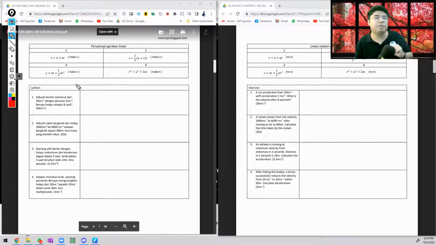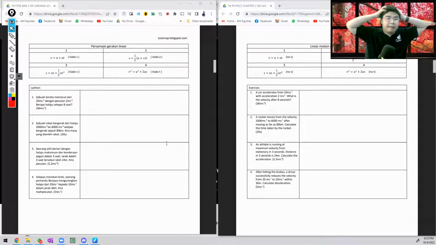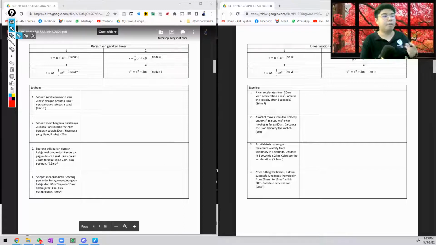Okay, so S equals to UT plus half AT squared. Not given V, or the other V. All right, and the last one, V square equals to U square plus 2AS. Now, if it ever comforts you, please remember that none of this formula carry a negative symbol inside. This is one thing. Additionally, they can help you. Kalau kamu tak boleh ingat ada ke simbol tolak ke simbol tambah, always remember, these equations do not carry negative. There's no minus inside.